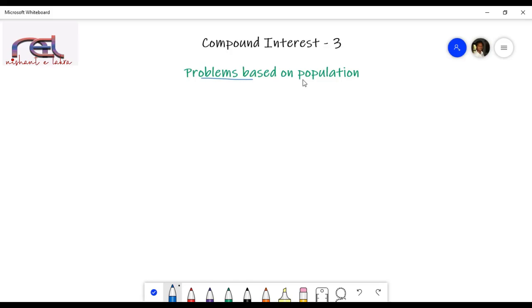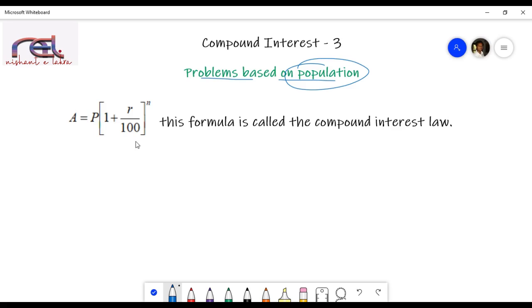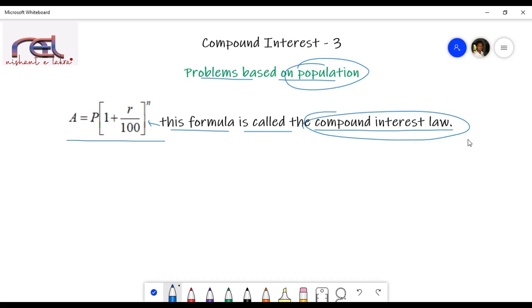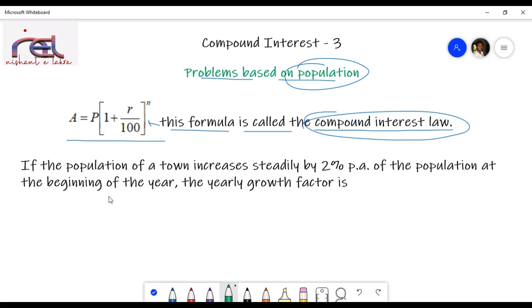We are learning the lesson compound interest, and let us understand how to solve problems based on population using the formula of amount. Now, this formula of amount is called the compound interest law. Okay, this is known as compound interest law. Let us understand it further.